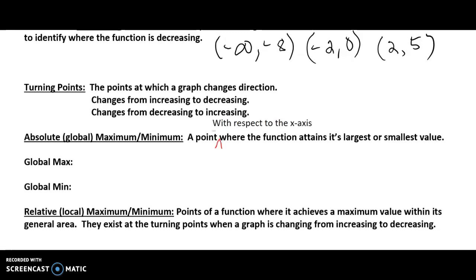All right, so again, an absolute or global maximum or minimum is a point with respect to the x-axis where the function attains its largest or smallest value. So again, a point with respect to the x-axis where the function attains its largest or smallest value. So let's identify the global max and the global min.